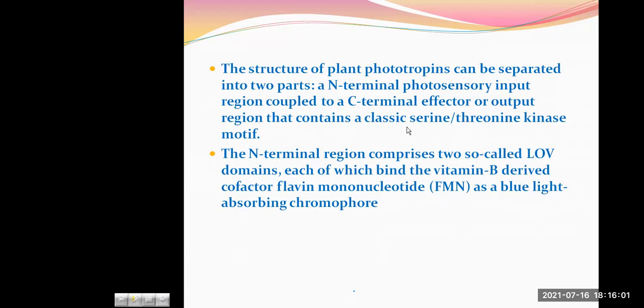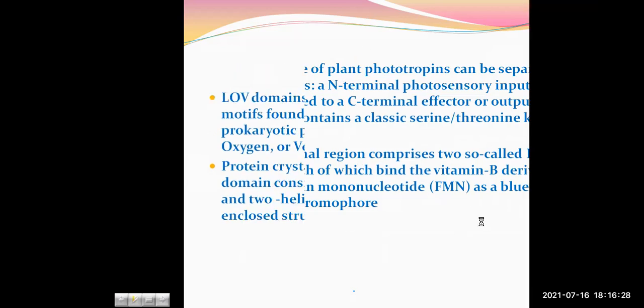Because I already told you that phototropins can absorb blue and ultraviolet light. That is, they require ultraviolet and blue light for their activation. And the part that is responsible for sensing that blue light or ultraviolet light is FMN. And this FMN is present at the N-terminal in the domains which are LOV domains.